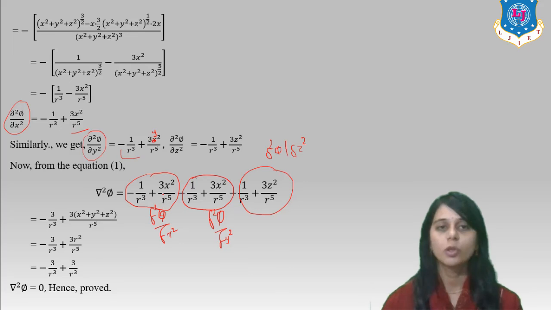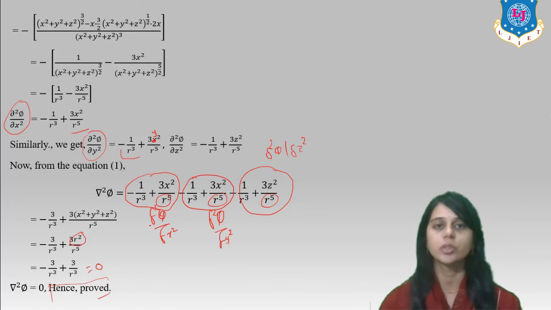Solve this. Minus 1 upon r cube, minus 1 upon r cube, minus 1 upon r cube, so minus 3 upon r cube. r raised to 5 is common, so we take the addition in the numerator, 3 times (x square plus y square plus z square). But what is x square plus y square plus z square? It is r square. So we take minus 3 upon r cube plus 3r square upon r raised to 5, which is minus 3 upon r cube plus 3 upon r cube, and it is 0. Hence it is proved. These follow the Laplace equation.